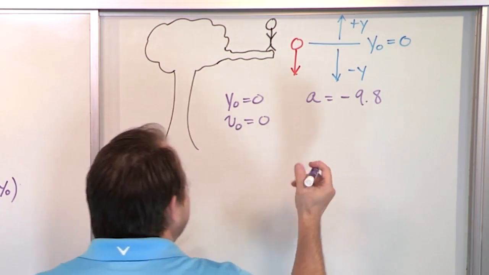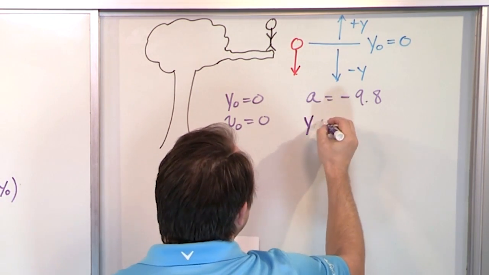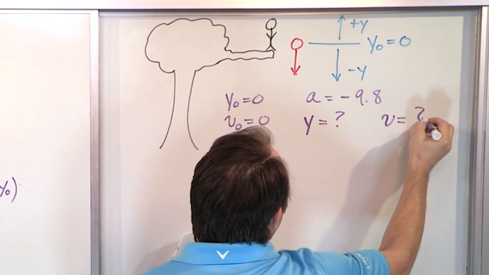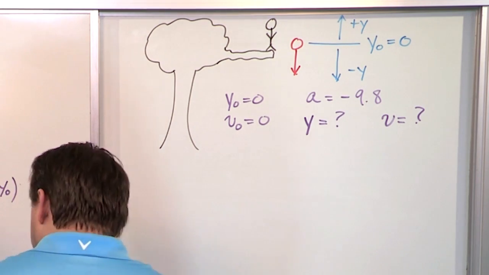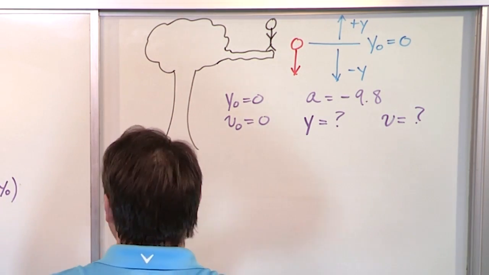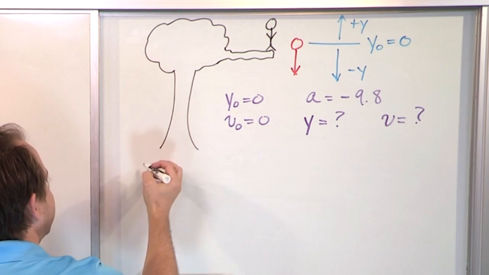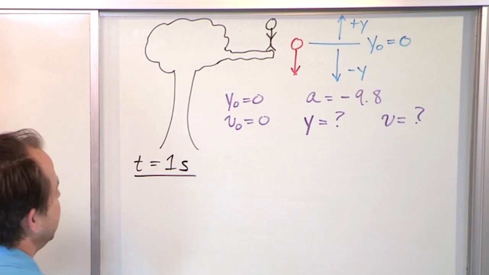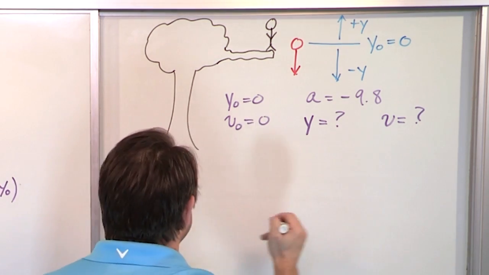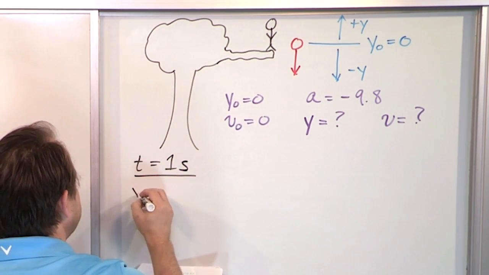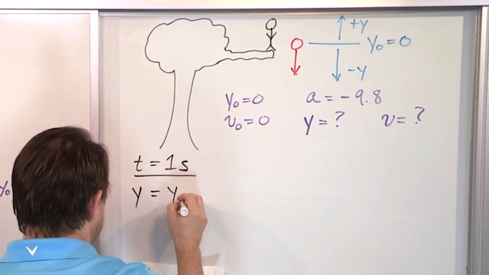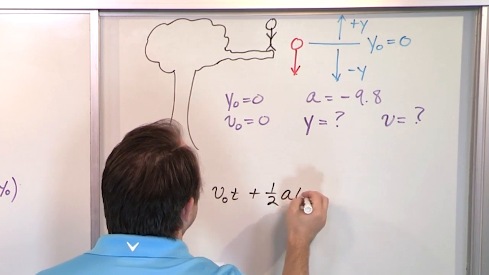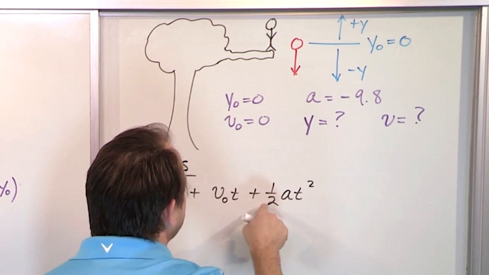All right? And what we want to calculate is the position at 1, 2, and 3 seconds in the future, and the velocity at 1, 2, and 3 seconds in the future. So what we do initially is we say we're going to calculate it at 3 different times. So we first tackle the t is equal to 1 second time in the future. We want position and velocity. So the main equation of motion for position is y is equal to y naught plus v naught t plus 1/2 at squared.